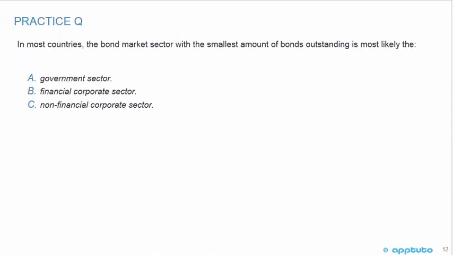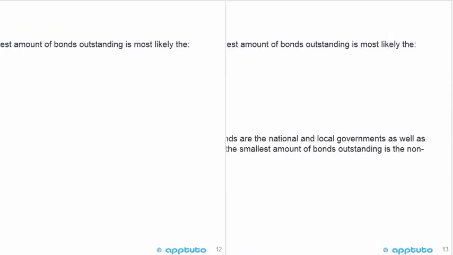And we'll finish this LOS with one last quick practice question. In most countries, the bond market sector with the smallest amount of bonds outstanding is most likely the A, government sector, B, the financial corporate sector, or C, the non-financial corporate sector.